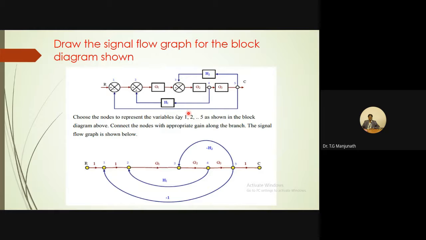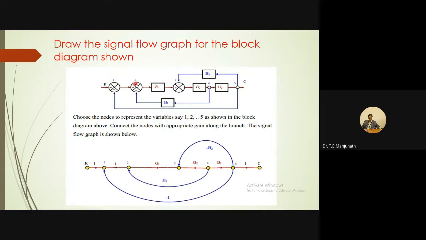First, for the given block diagram, you have to identify the nodes, because when you want to write the signal flow graph, the first step is to write the nodes. A node is considered in the block diagram at every summing point and at every takeoff point. Two extra nodes need to be considered in addition to that: one node at the input and the other node at the output.